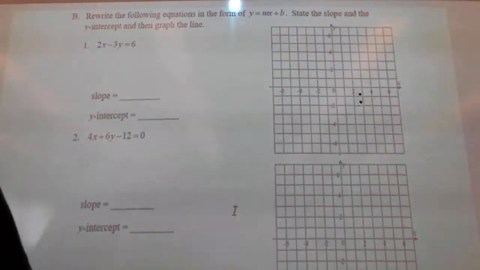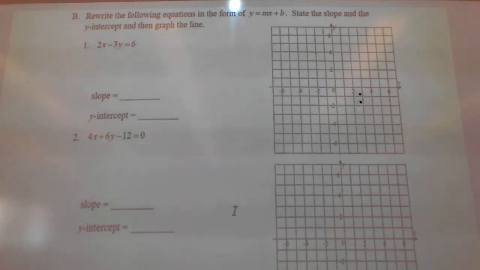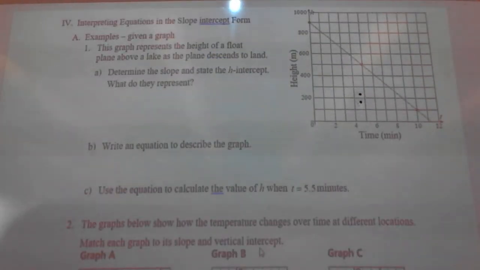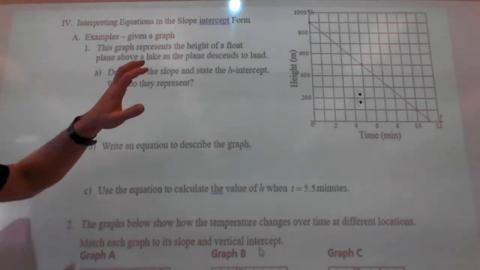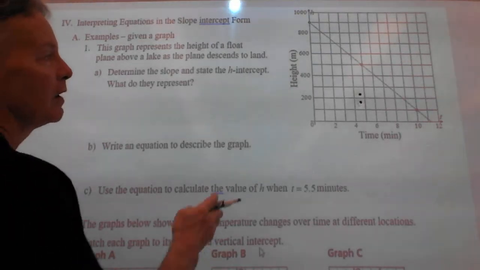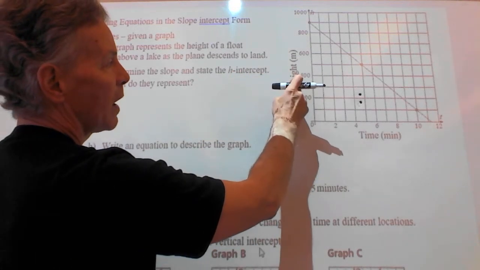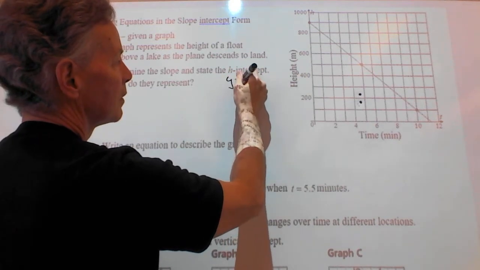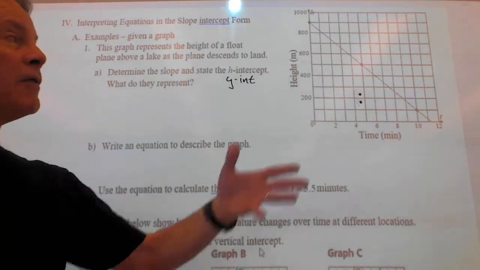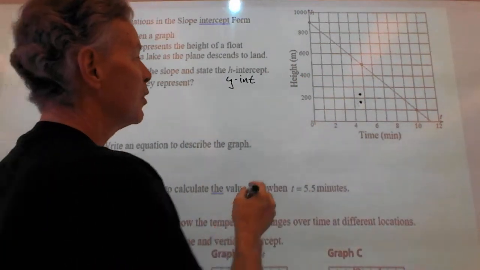Okay, let's move on and we'll do a couple of examples that are word problems. It says the graph represents the height of a float plane above a lake as the plane descends to land. Determine the slope and state the h-intercept. Now they're calling it the h-intercept because your y-axis is height, but what they really mean is the y-intercept.